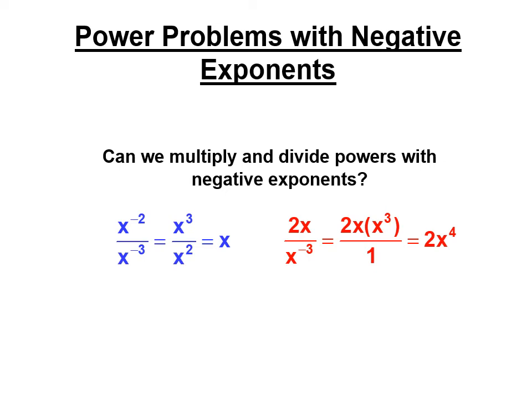So x to the negative 2nd over x to the negative 3rd flips over and becomes x cubed over x squared. Then you cancel these, and you get x. Here, x to the negative 3rd flips up to the top, and now we have multiplying across. So we have 2x, which is x to the 1st, times x cubed is 2x to the 4th.